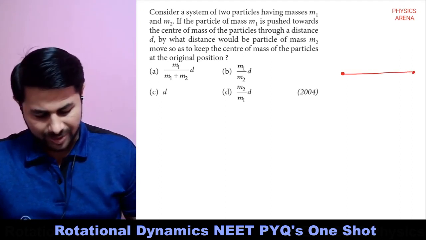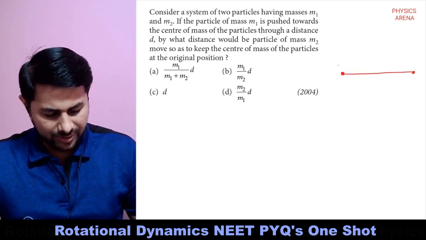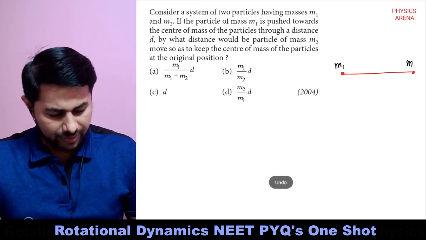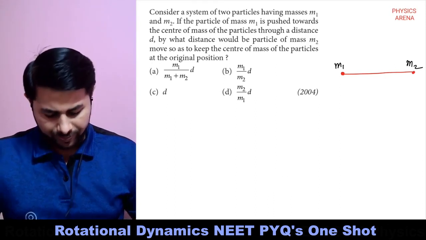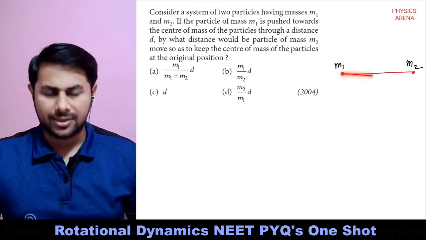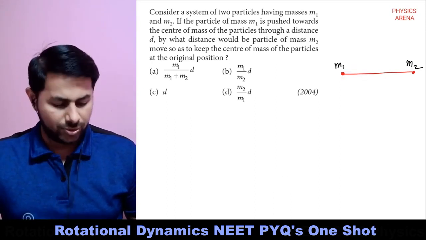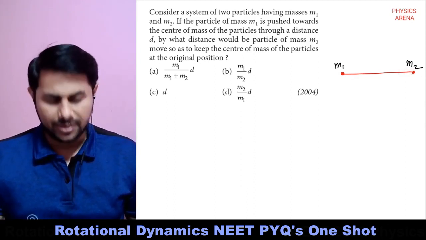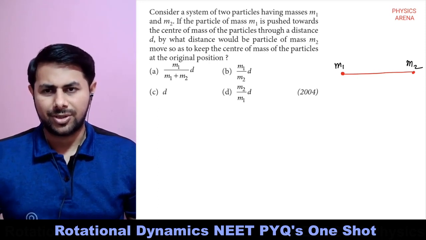Okay, so we have these two particles. First one is m1, second is m2, and they will have some center of mass, right? So first one is moved by distance d. By what distance should you move the other one such that their center of mass does not change? This is the question.